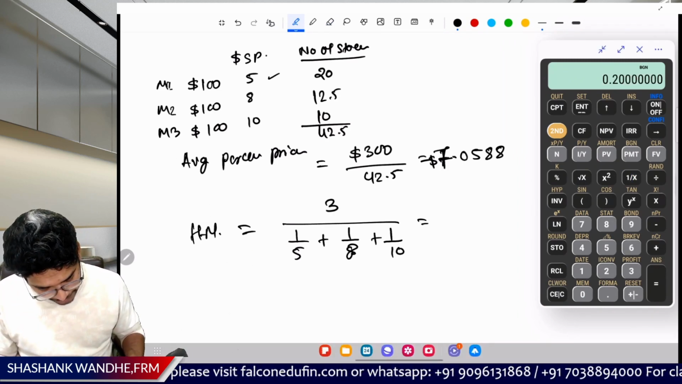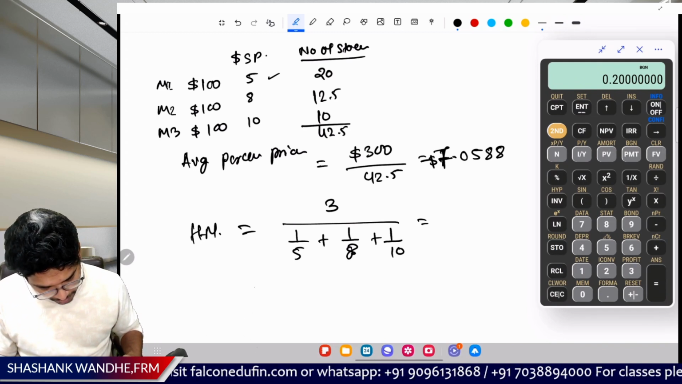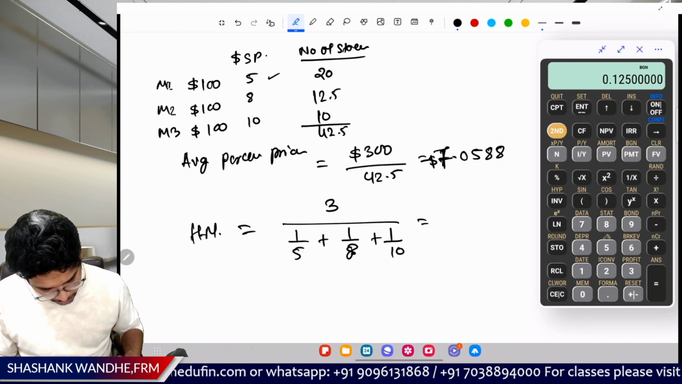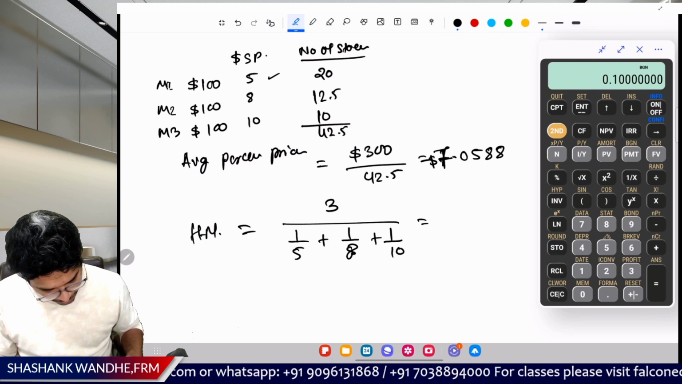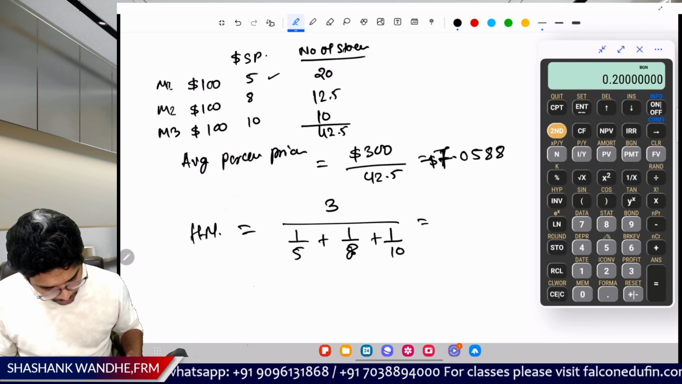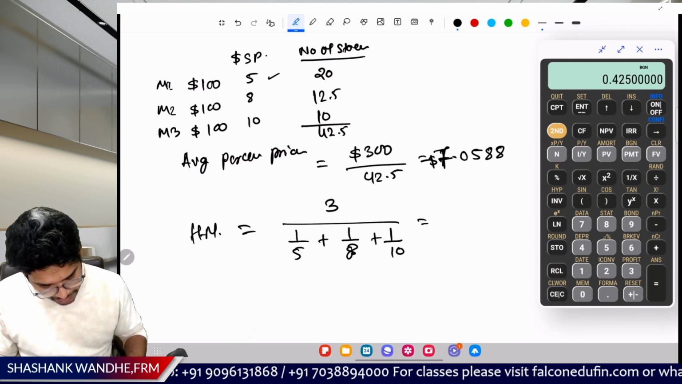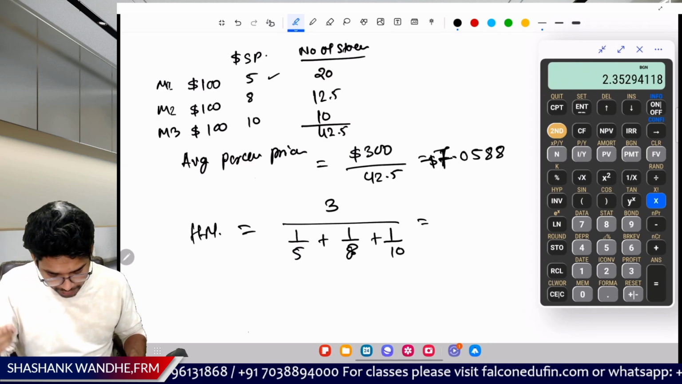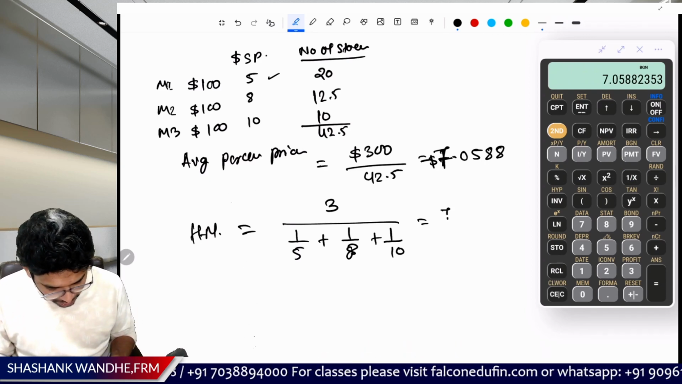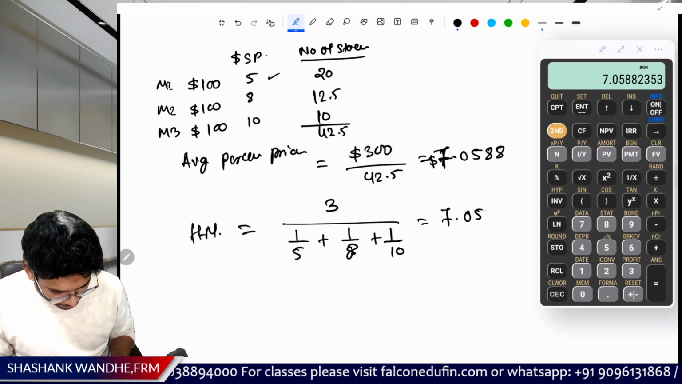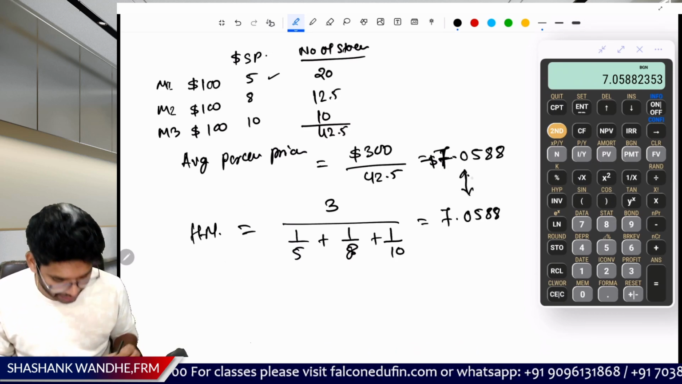So 5, 1 by x, store it in 1, 8, 1 by x, store it in 2, 10, 1 by x, store it in 3, recall 1 plus recall 2 plus recall 3, whatever is the answer, 1 by x, you have to reciprocate it and multiply by 3, and the answer is 7.0588. So exactly the same answer.